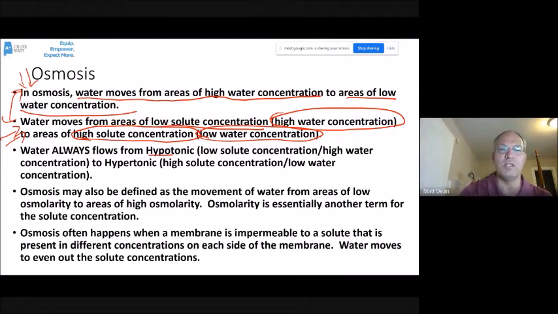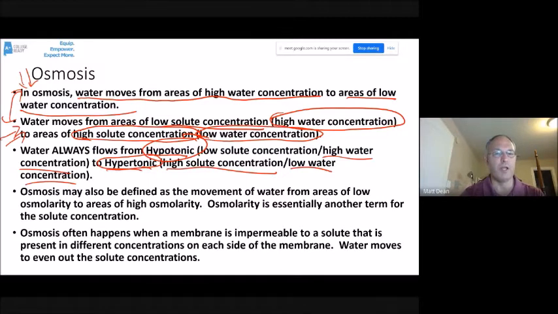Oftentimes, too, we use these two words, hypotonic and hypertonic. Hypotonic means a solution that has very few solutes, a low solute concentration, and therefore a high water concentration. And a solution that's hypertonic has a high solute concentration and therefore a low water concentration. So we can also define osmosis by saying it moves water from hypotonic areas to hypertonic areas.